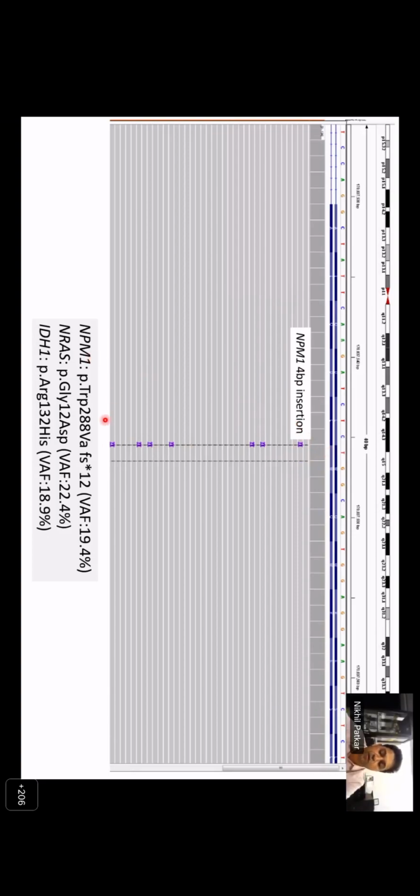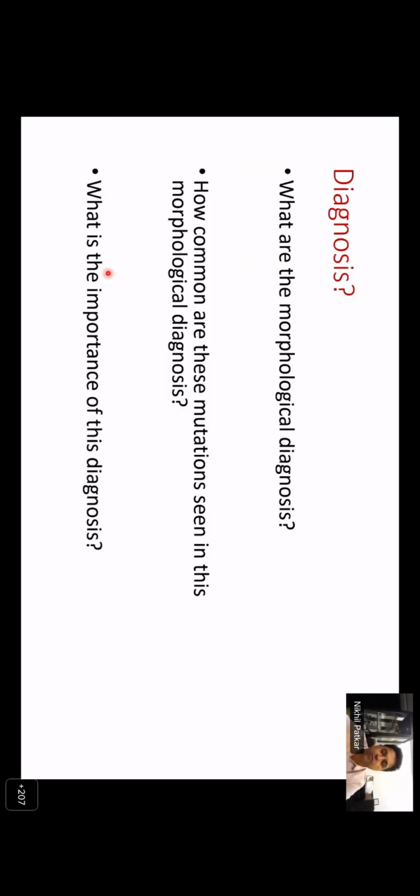So this is very typical of NPM1 mutation. You have an NPM1 mutation, a RAS mutation, and an IDH mutation, all right? So at this point, what do you think the morphological diagnosis is? Sir, there are 2 differential diagnoses. From a morphological point of view, I will first say this is a myelodysplastic neoplasm with increased blast count. In this, 12% are blasts. But considering the NPM1 mutation, the second differential would be AML with NPM1.